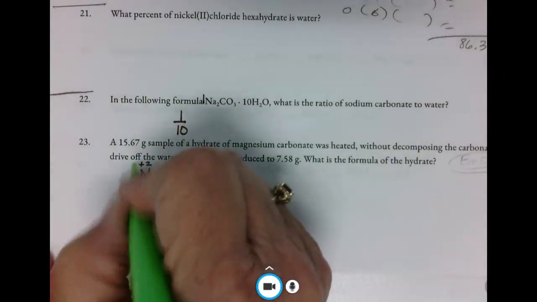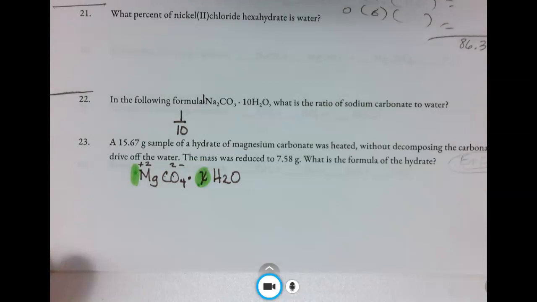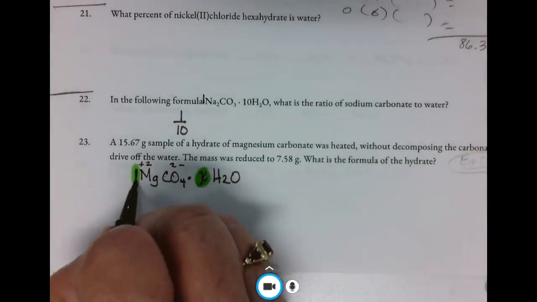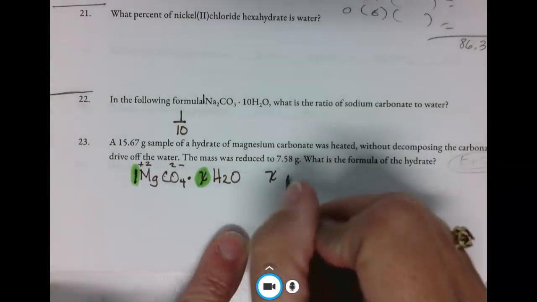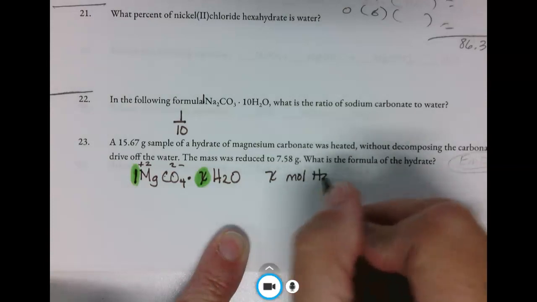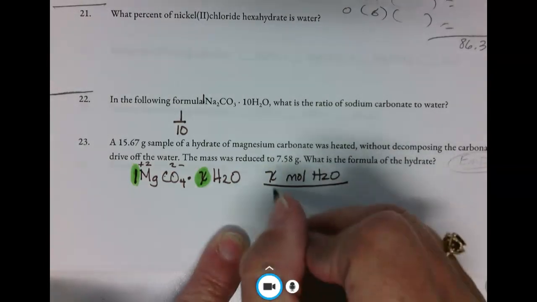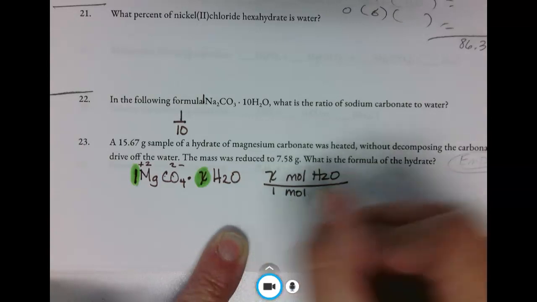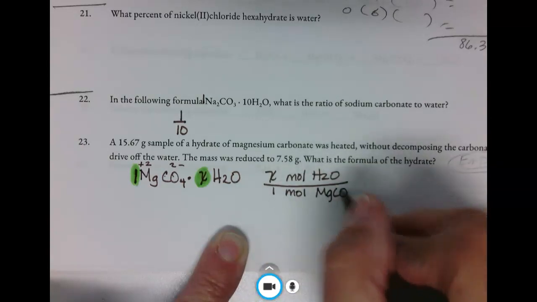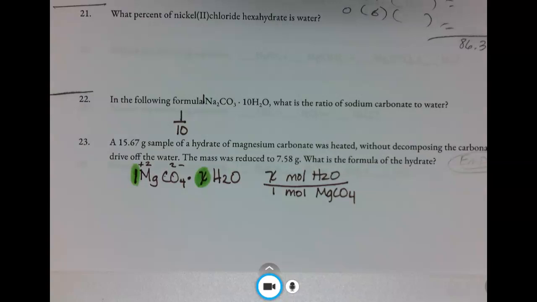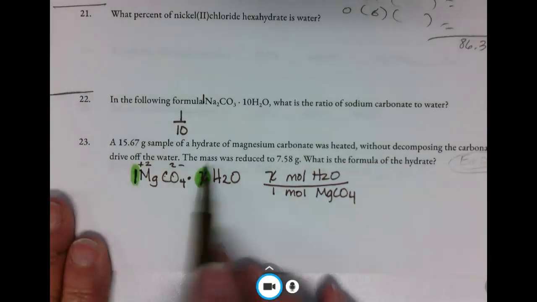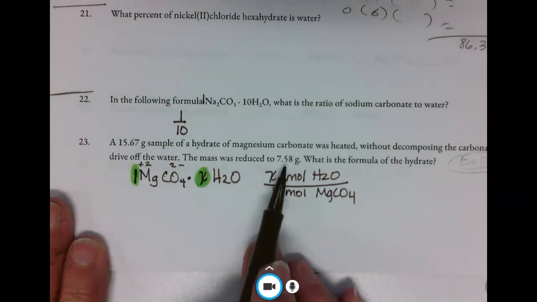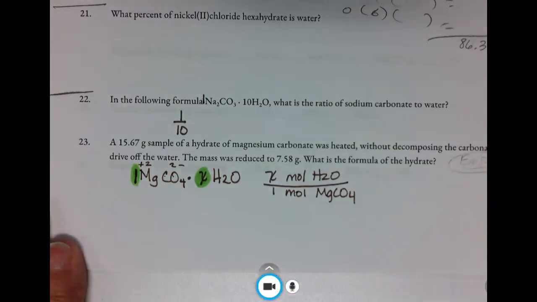Now for hydrates, guys, always the case, this number will always be a 1. So we're going to look for the X: X moles of water over 1 mole of magnesium carbonate when we get done. That's what we're looking for. Again, that's an X. So here's what it says. We started with this, and the mass was reduced to this, which means that the difference in the two is the amount of water.